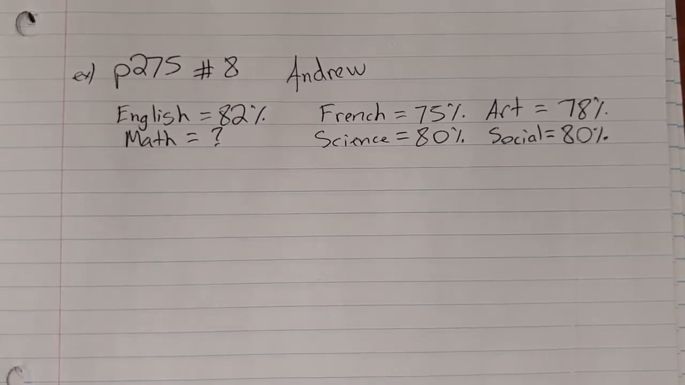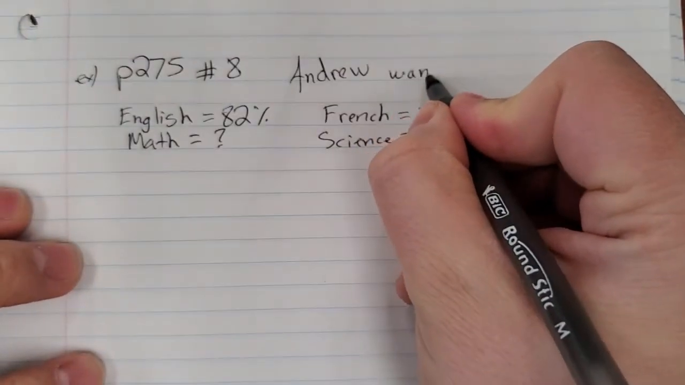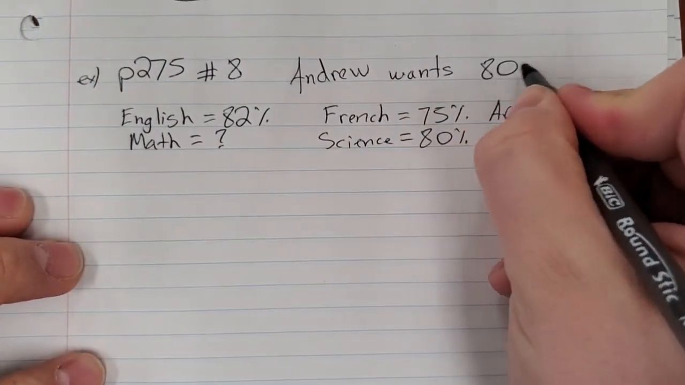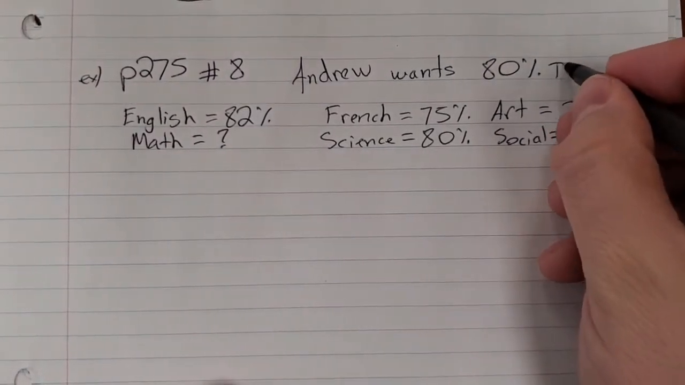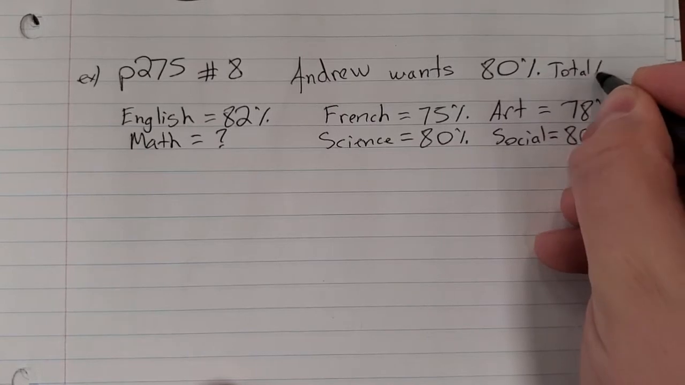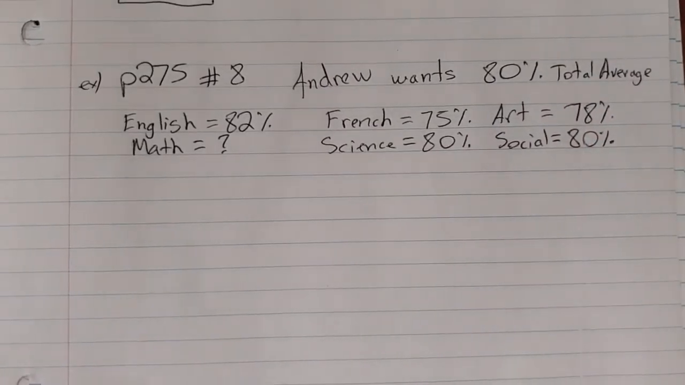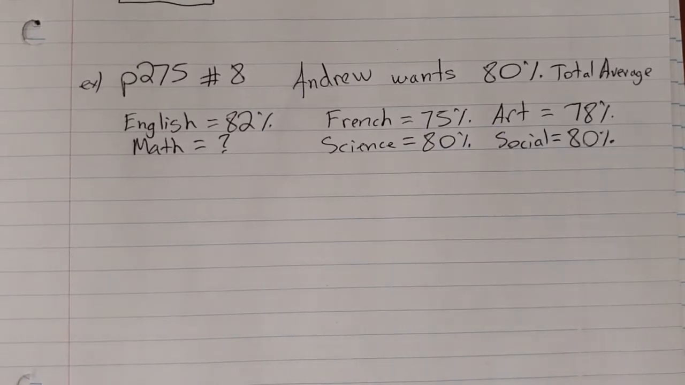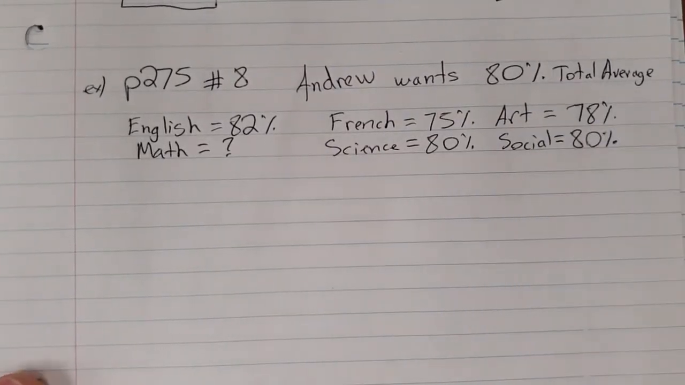He wants 80% as his total average, his overall average. And maybe it's because he could qualify for a scholarship or something if he has that 80 average. He wants to figure out, what mark do I need to get in math so that my overall average will be 80%.